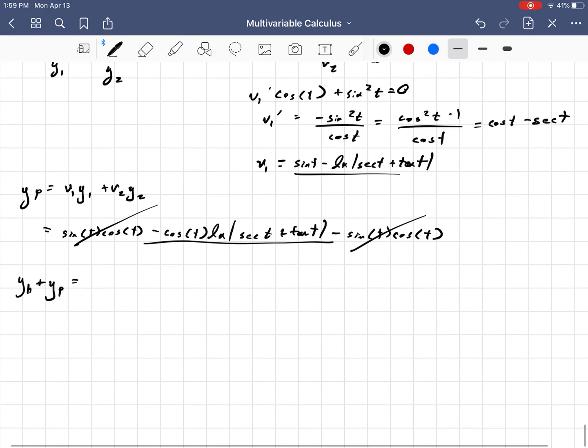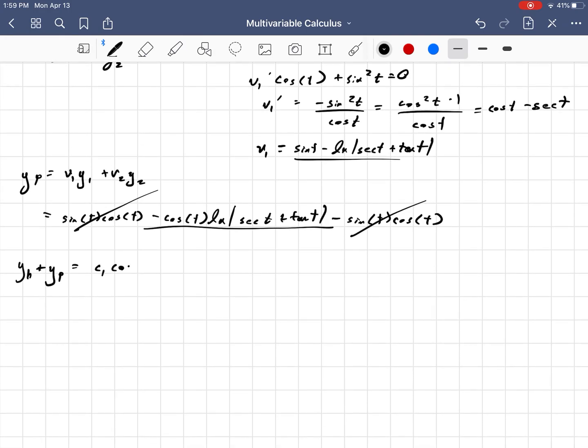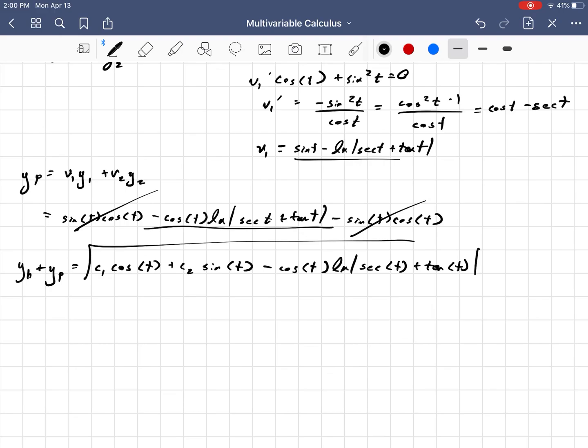That means our most general solution is y sub h plus y sub p, which is c sub 1 cosine of t plus c sub 2 sine of t minus cosine of t natural log absolute value secant of t plus tangent of t. And we are done. That is the answer to that differential equation, and that's really a nice one.